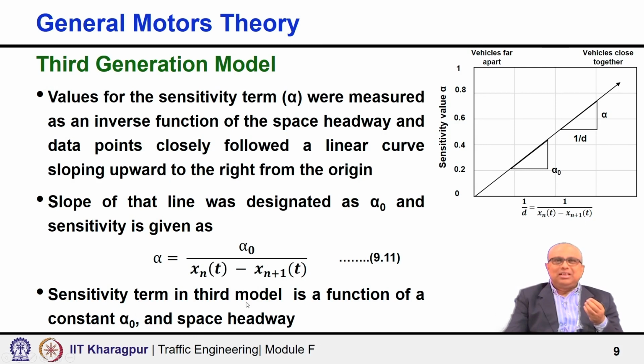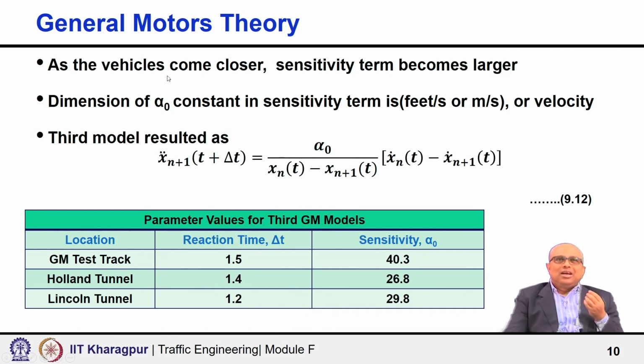The sensitivity term in the third model is a function of a constant alpha 0 and the space headway, as I explained. Obviously, with this, as the vehicle comes closer, the sensitivity term becomes larger. The dimension of the alpha 0 constant in the sensitivity term is maybe meter per second, or it can be feet per second. So, the third model looks like this.